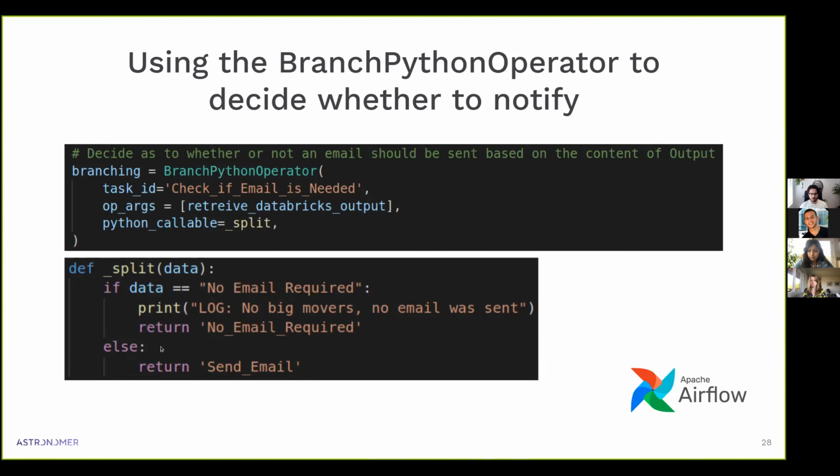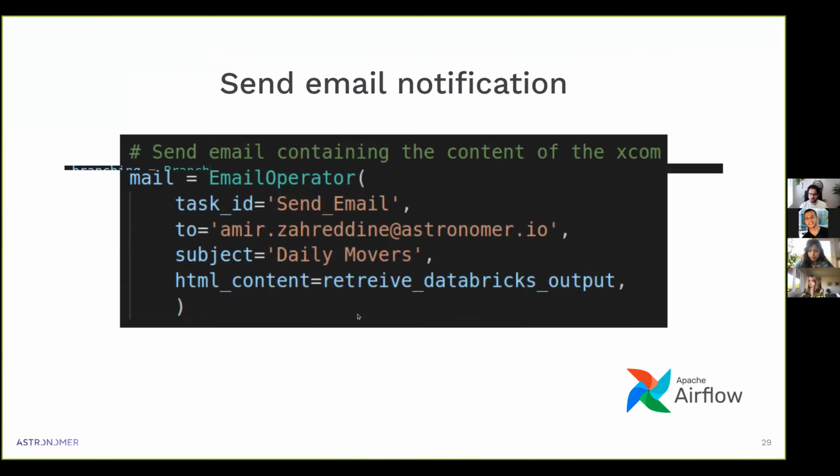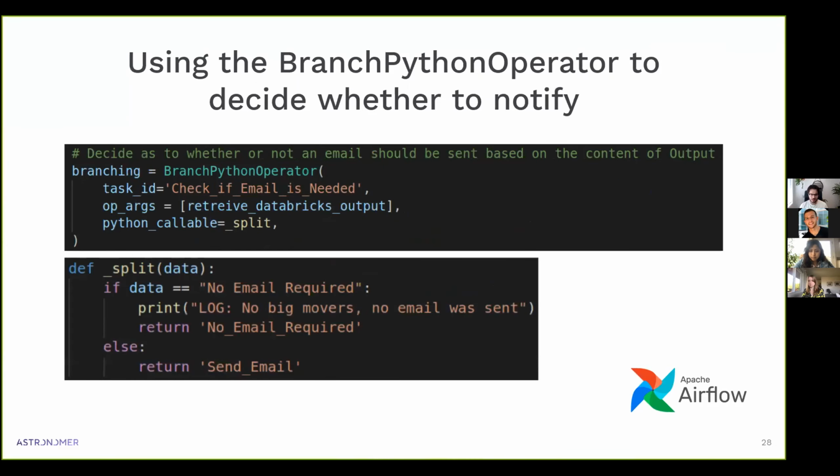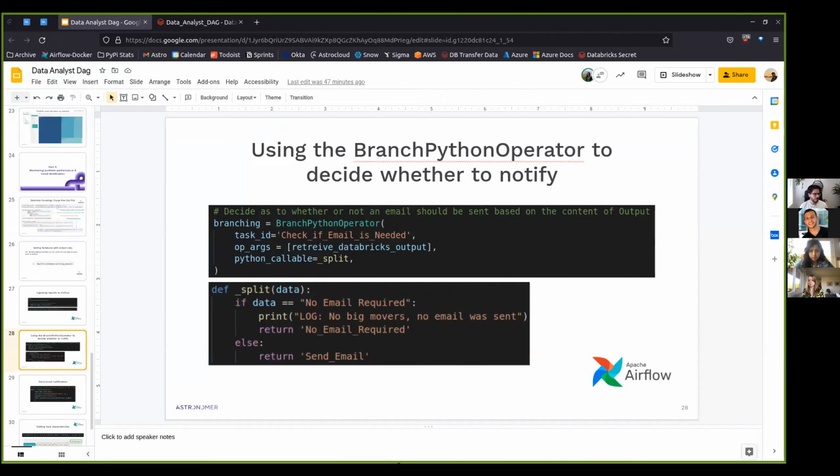And within the return, you're able to return essentially another operator. So within this logic, we talk about two different operators. We either return no email required, which, like I mentioned, is the name for a dummy operator. And a dummy operator just does nothing. I can dive into my code here a little bit and show you. Let me stop sharing to share my screen as a whole.